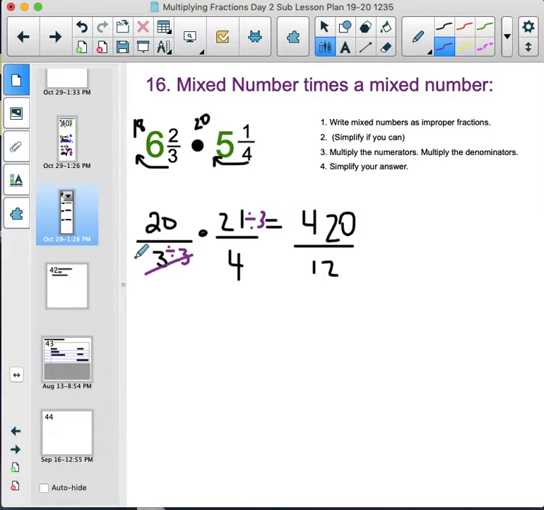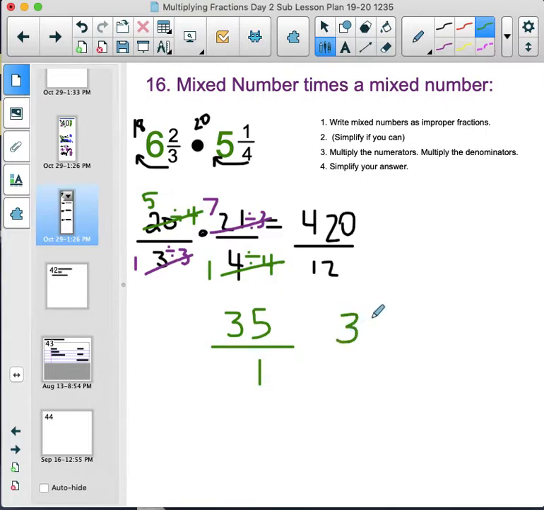3 divided by 3 is 1. 21 divided by 3 is 7. Now, I also chose 4 and 20 for a reason, because you can divide both of these by 4, which is really, really helpful. 20 divided by 4 is 5, and 4 divided by 4 is 1. So if you multiply straight across, 5 times 7 is 35. 1 times 1 is 1. You can see that 35 would be your answer.